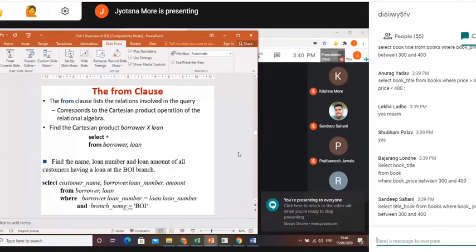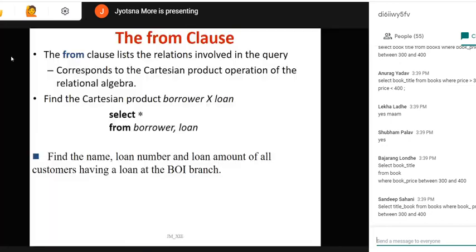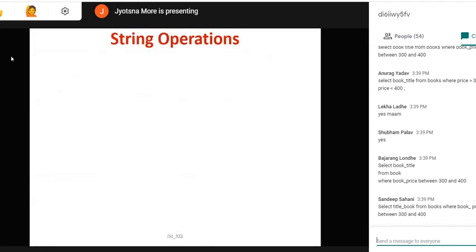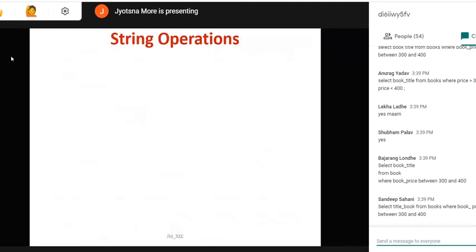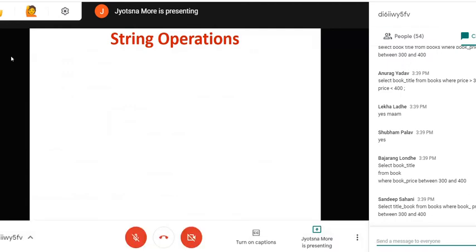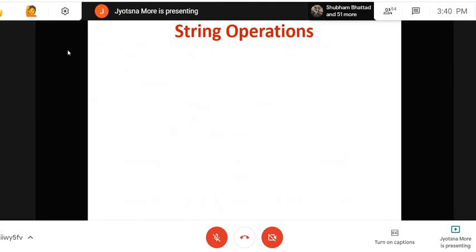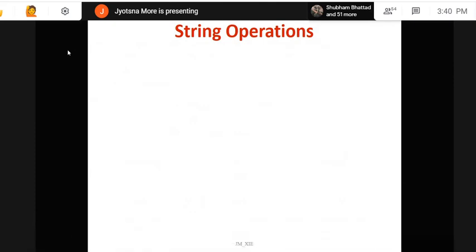So we have covered till here: select, from and where clause. Now next is string operation. Many a time you must have studied string matching in Java and other programming languages. Somewhat similar, you can also do with the string to get your result: match with this string and give me the result wherever it is available.